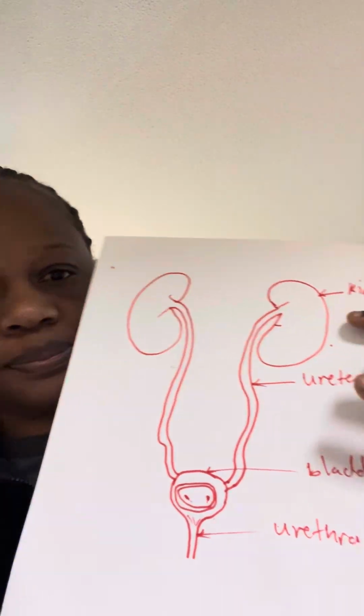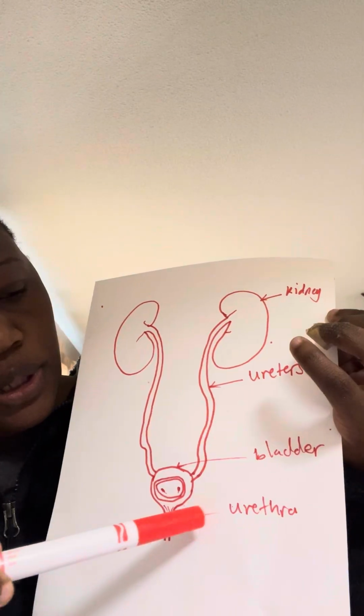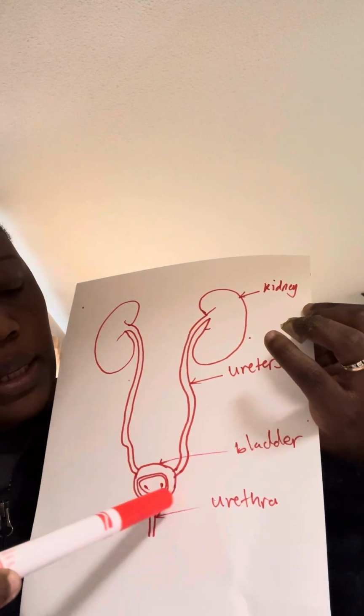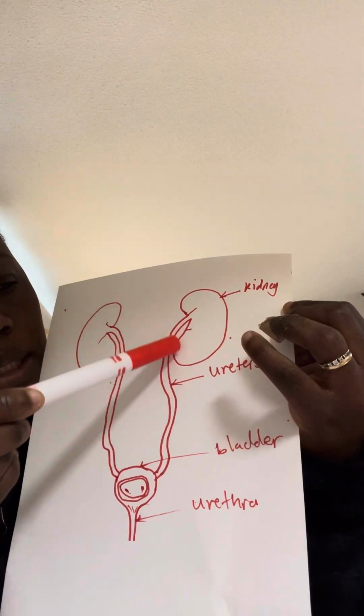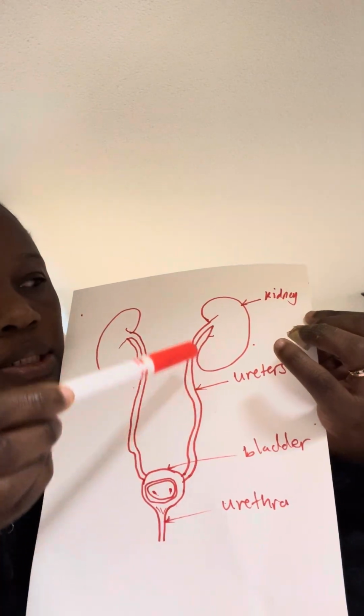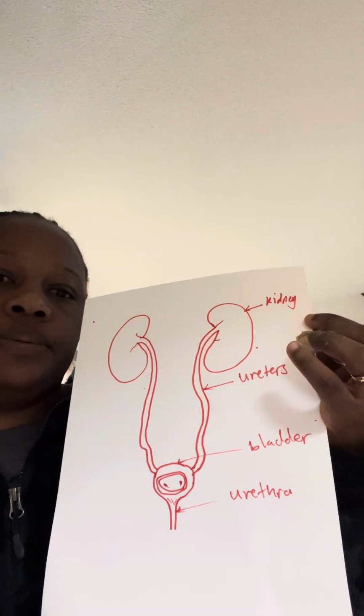The first question said to write the major functions and draw the urinary system. So this is my drawing of the urinary system. This is the urethra down here. This is the bladder. This is the ureter. This tube and this tube, they are the ureters. And then this is the kidney, the left and the right kidney.